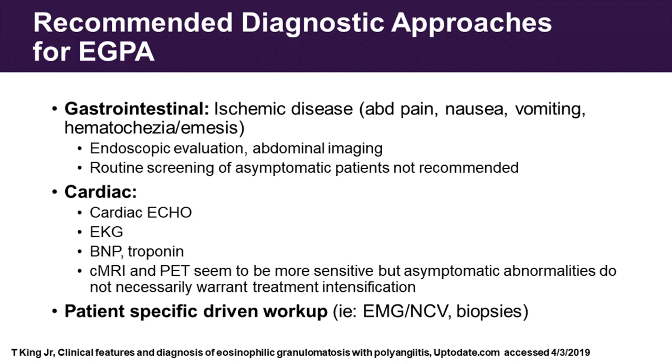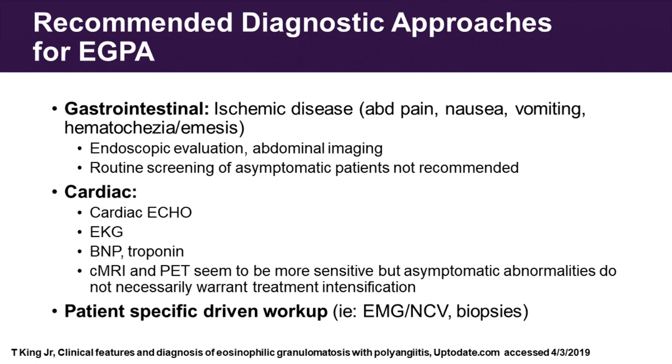In terms of GI involvement, patients will come in complaining of ischemic symptoms, so significant abdominal pain, nausea, vomiting, hematochezia, hematemesis. You can do endoscopic evaluation or specific imaging for the abdomen, but routine screening of asymptomatic patients isn't recommended. And then, of course, cardiac function.